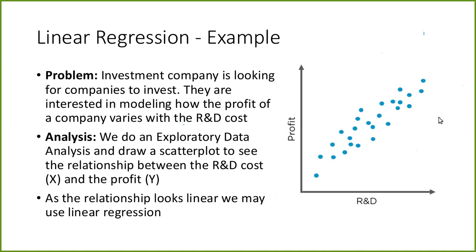And how to model this? By looking at this relationship, this should be a scatter plot. Looking at this scatter plot, at once you can see this is approximately a linear relationship. So maybe you can use linear regression to approximate this relationship and train a model so that it can take the R&D value of a new company, and the investment company can predict the profit of that particular company.